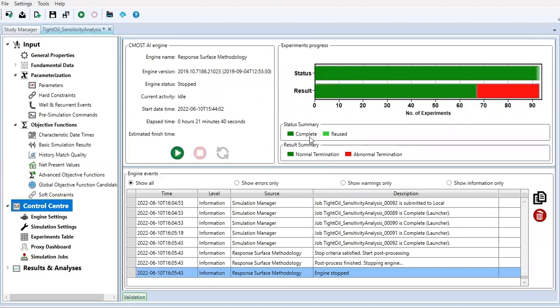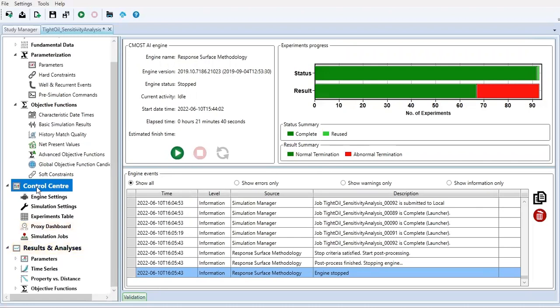Status complete, and this light green is reused. We achieve 92% completed. And the result: 67 normal termination and 26 abnormal termination. You can check it also here, status summary and result summary. All right, so far so good.